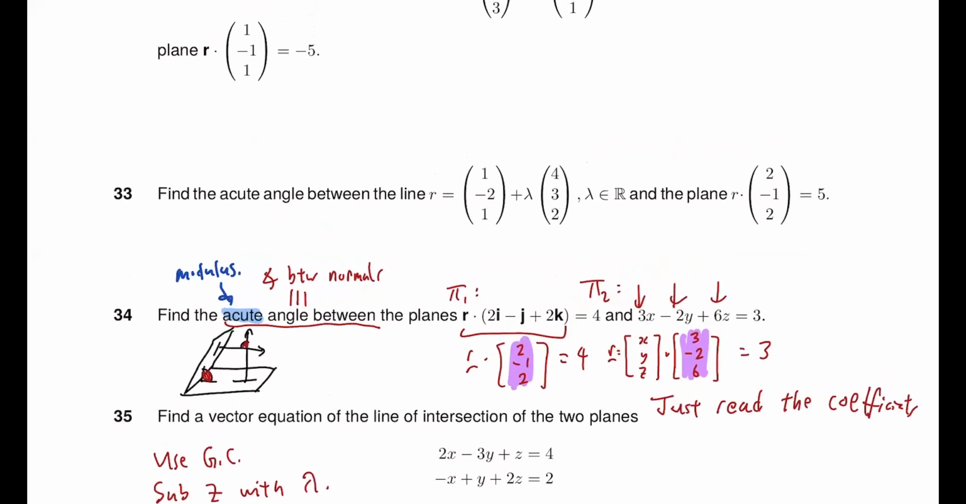33, find the acute angle between the lines. Finding the angle between the lines is the same as finding the angle between the normals. Line got normal, man. The direction vector and the normal. Oh wait, yeah, correct. Here is the plane. So let's just draw a diagram. So is the angle going to be cosine theta or sine theta?